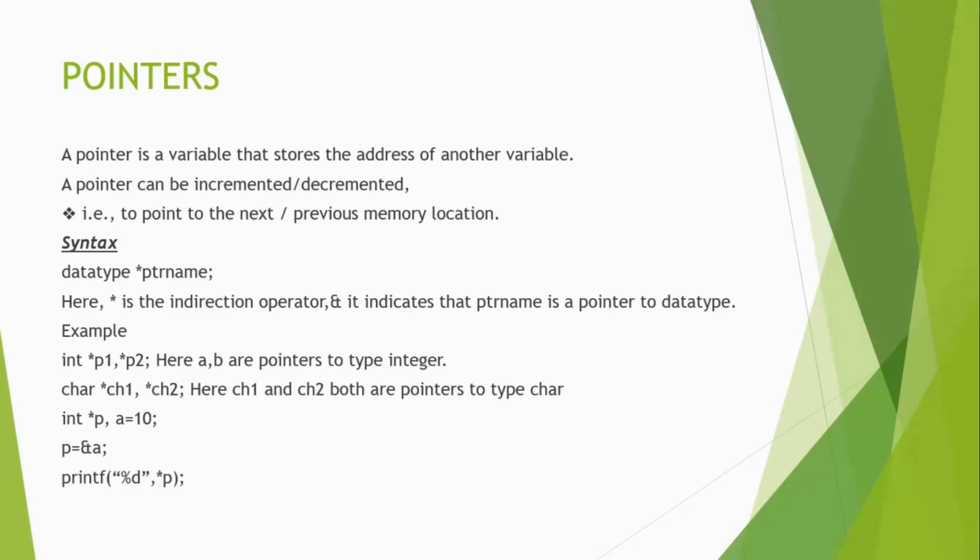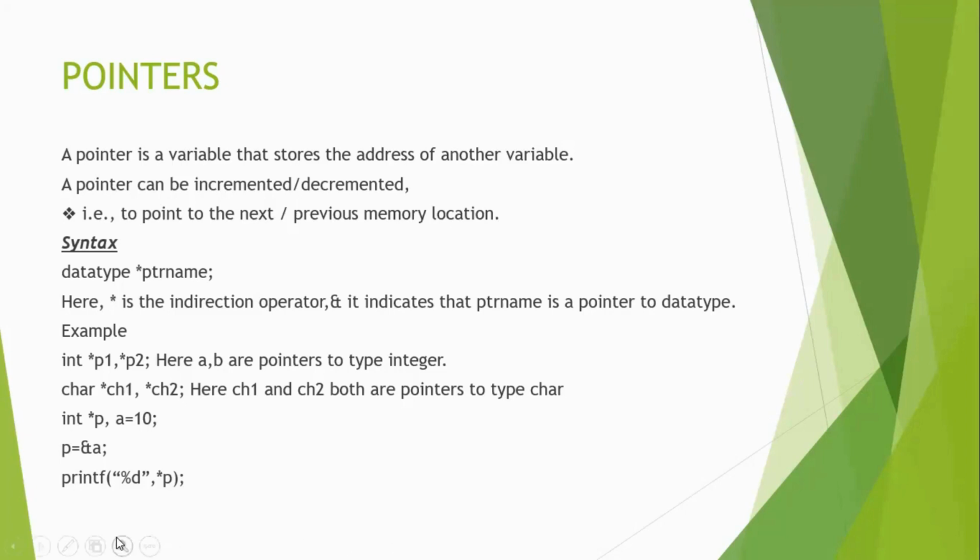With pointers, you can do arithmetic operations. That is, you can increment or decrement the pointer values. If you increment the pointer, it will point to the next location. If you decrement the pointer, it will represent the previous memory location.